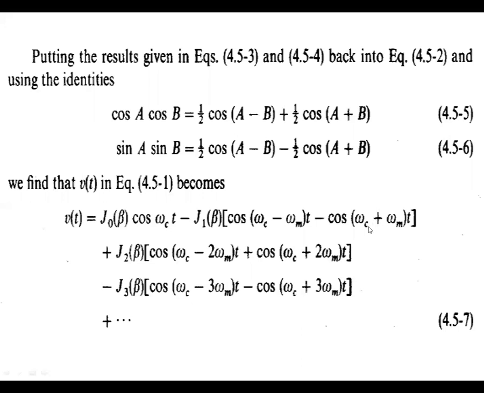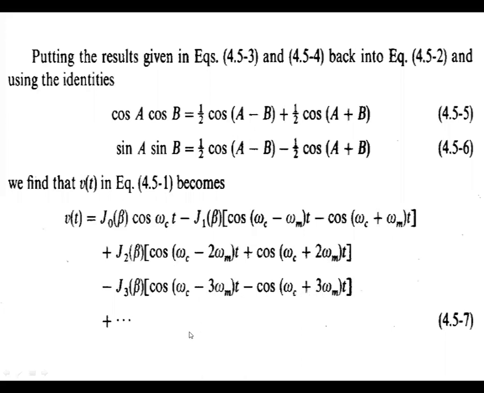Now the harmonics are omega c plus omega m, omega c plus 2 omega m, omega c plus 3 omega m, omega c plus 4 omega m, likewise. That is the right side harmonics. Same as omega c minus omega m, omega c minus 2 omega m, omega c minus 3 omega m, likewise these harmonics. So now you can see in the seventh equation, along with cos omega c t, there are omega c minus omega m, omega c plus omega m, omega c minus 2 omega m, omega c plus 2 omega m, omega c minus 3 omega m, omega c plus 3 omega m.